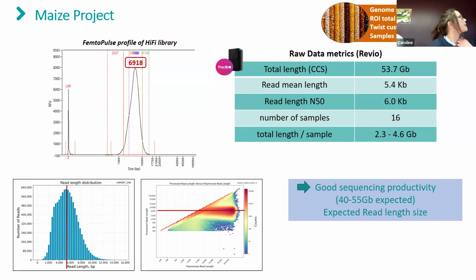The run generates approximately 54 gigabases, with read mean length and N50 quite similar to what we obtained for the common bean project, and also consistent with the size of the library, because we have a mean peak of 6.9 kb on the Femto Pulse profile. The yield per sample was between 2.3 and 4.6 gigabases of HiFi reads.